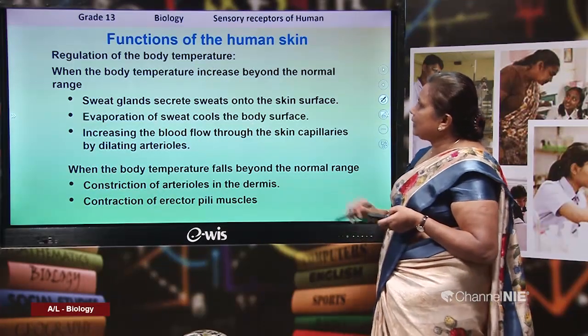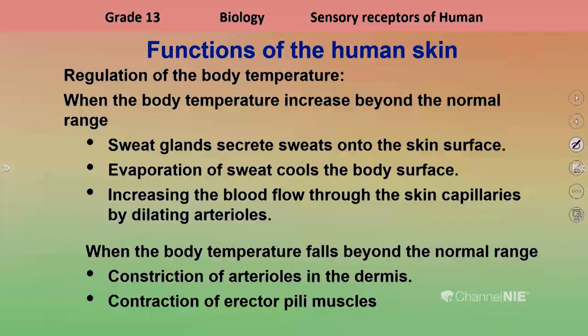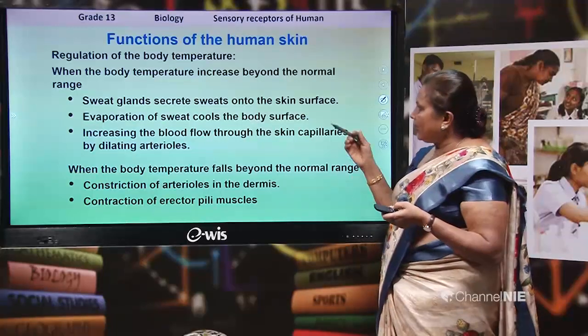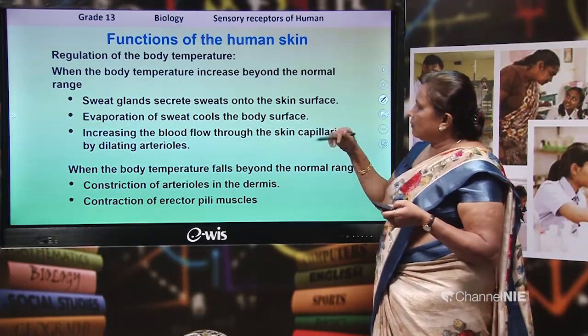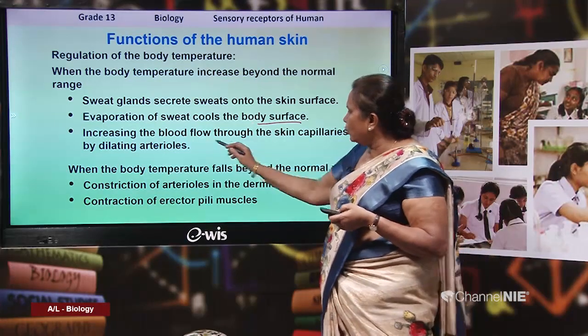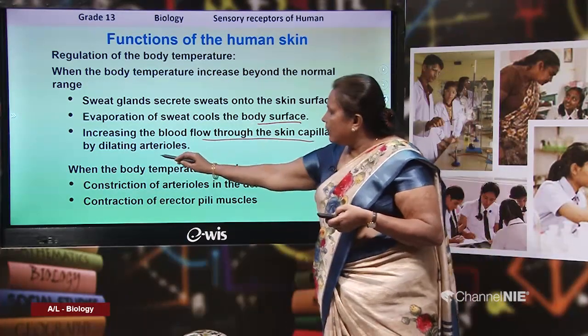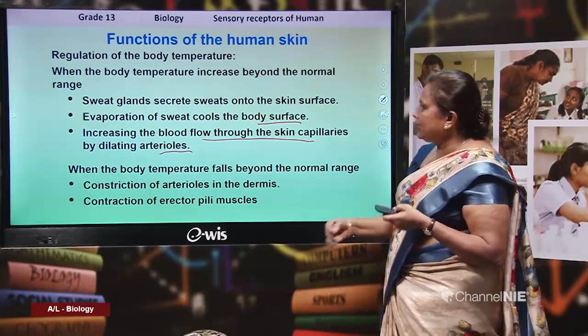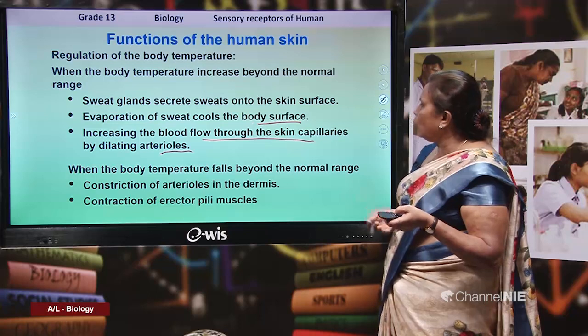Functions of the human skin: regulation of body temperature. When the outside temperature in the environment is high, we sweat. Sweating removes the inner core temperature, so the body temperature is reduced by sweating. Not only that, the evaporation of sweat cools the body surface, with an increase in blood flow through the skin capillaries and dilating arterioles. That is how the evaporation of sweat cools the body surface.